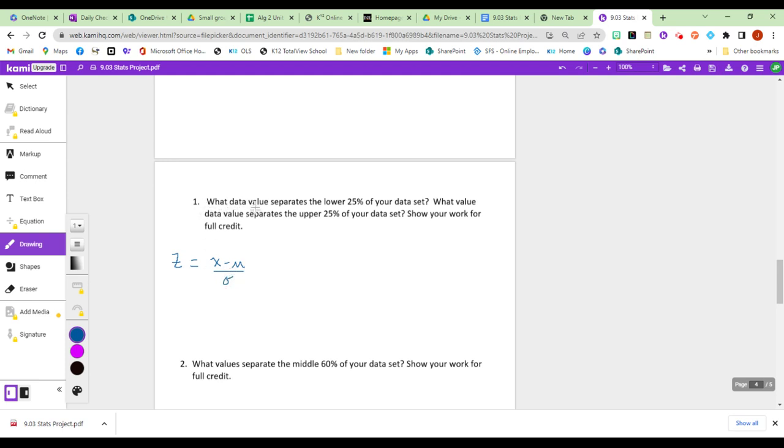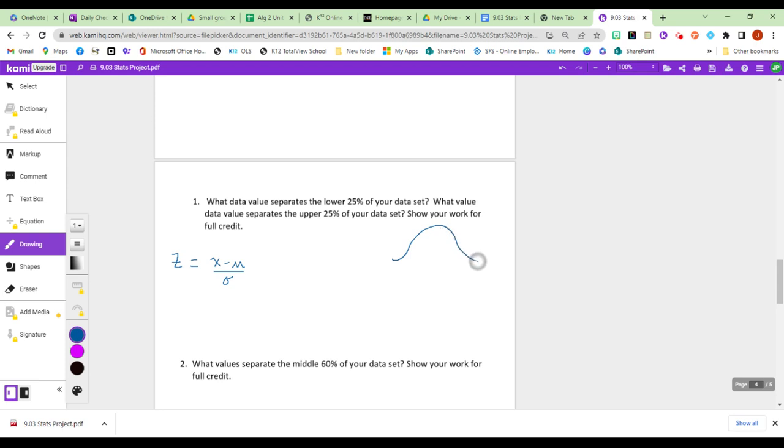So for number 1, it says what data value. So we're going to be looking for x. X is our data value. So that would be one of my 20 values from my numbers that I chose for the 9.01 project. What data value separates the lower 25% of your data? What data value separates the upper 25% of your data? Show your work to get full credit. So I'll just walk you through this one.